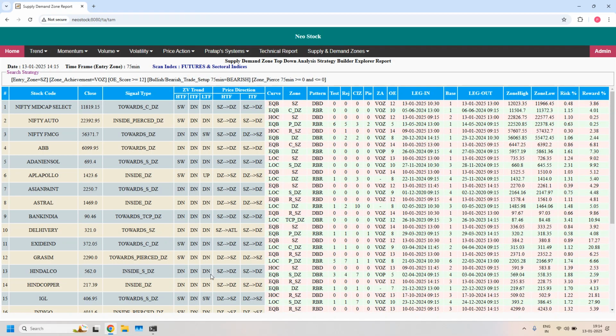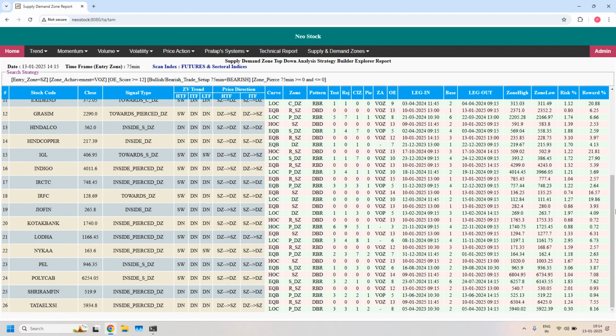Now let's filter the stocks. We got a big list. So total 26 stocks are filtered. Out of these 26, you are seeing first 15 stocks supporting bearish trade setup for weekly income trade. All these entry time frame zones are 75 minute supply zones. First 15 stocks. I am scrolling the list down.